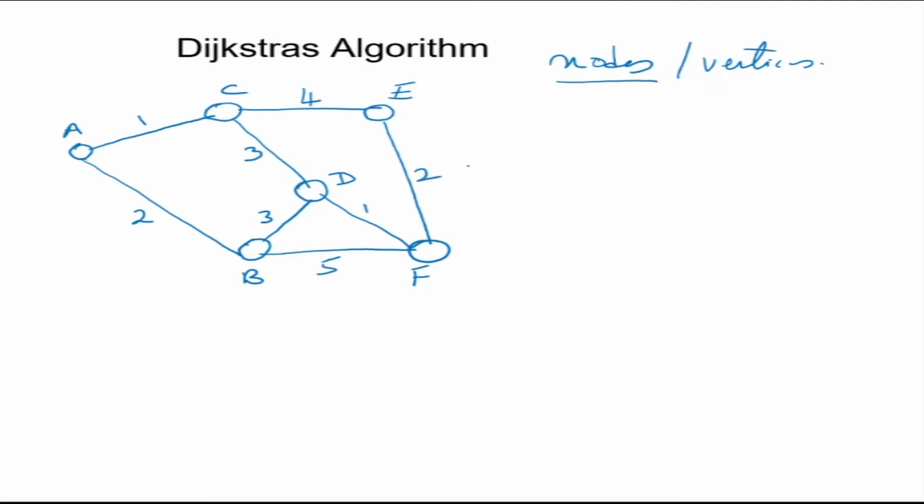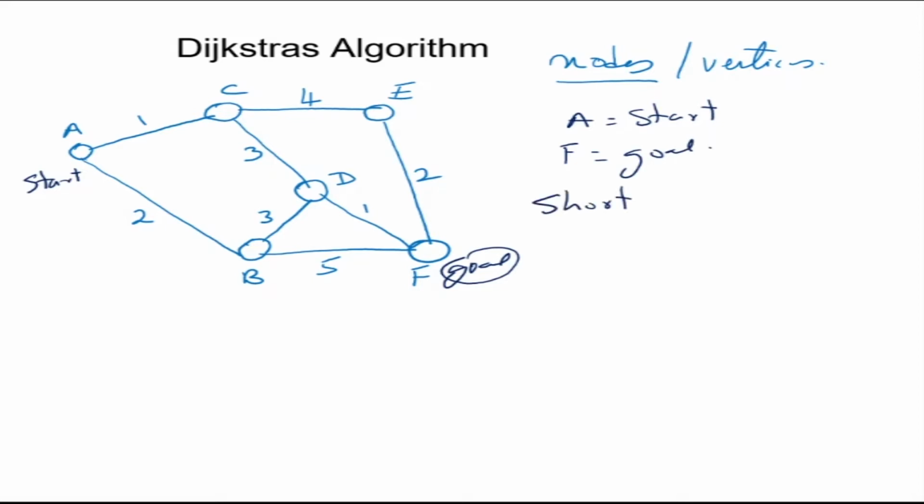Now A is my start point, and my goal point is given here. So A is start and F is goal. Let us write it down: A is start and F is goal. Now I need to find the shortest length path. This is a very simple graph.